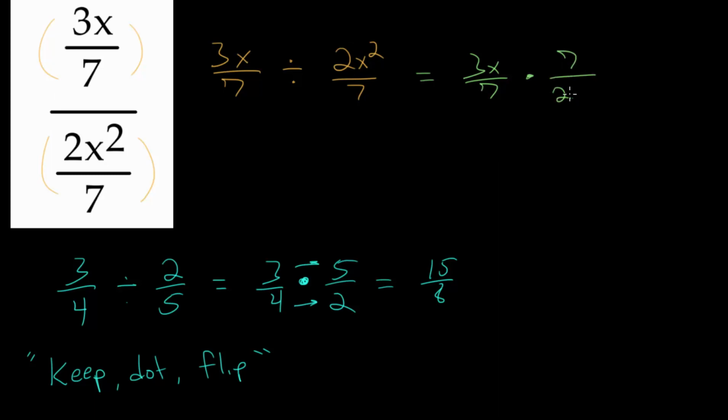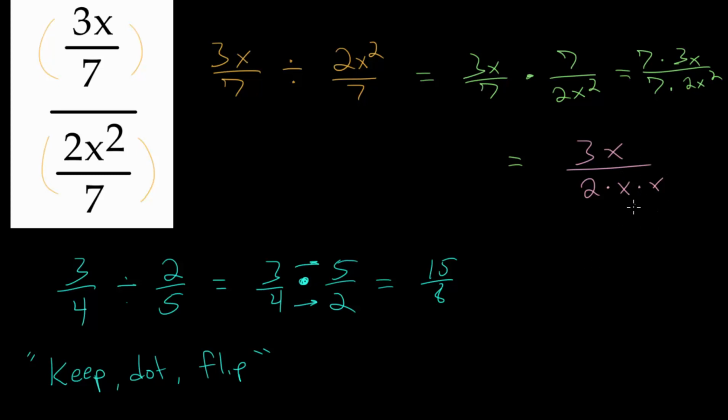We have 7 over 2x squared, and now we can just multiply straight across. We have 3 times x times 7, and I'll just write the 7 out in front, since we'll be able to cancel it with this 7 in the denominator. So we have 7 times 3x, and here we have 7 multiplied by 2x squared. And 7 divided by 7, we know that's just equal to 1, so we have 3 times x divided by 2 multiplied by x squared, which I'll write as x times x, since we can make another simplification.